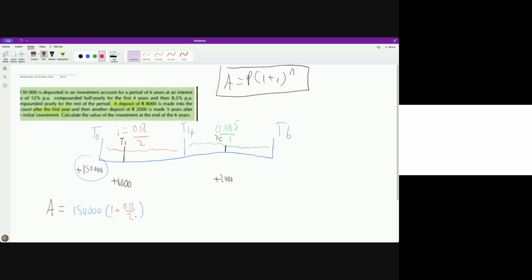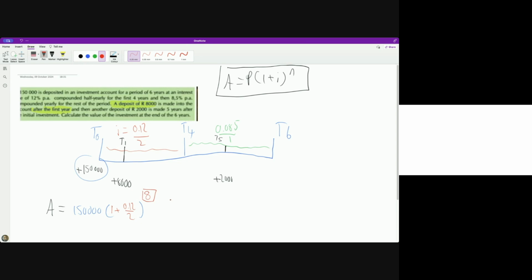But the problem is I'm not going to put this in years. Up here, I'm going to put it in terms of half years. So how many half years are there in the first 4 years? If you think about 4 years, but it's divided up into half years, I think that this has to be 4 times 2, or 8.